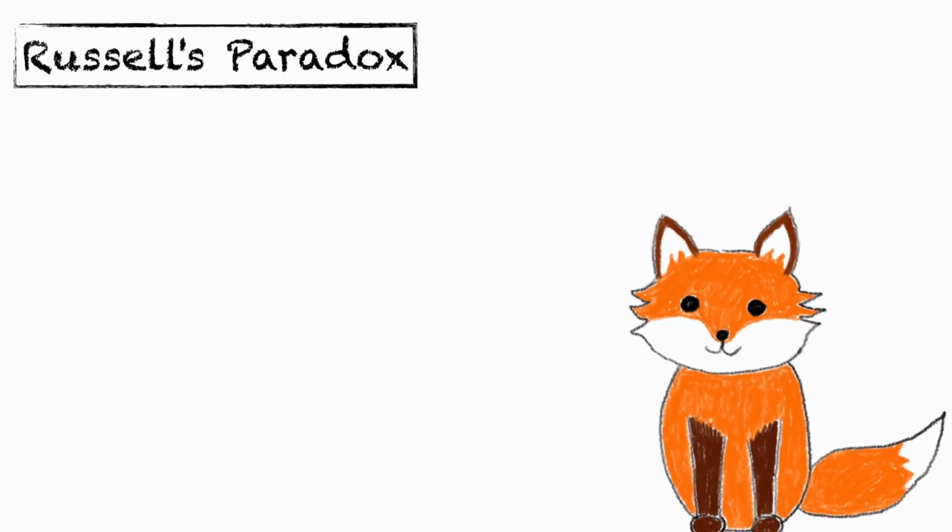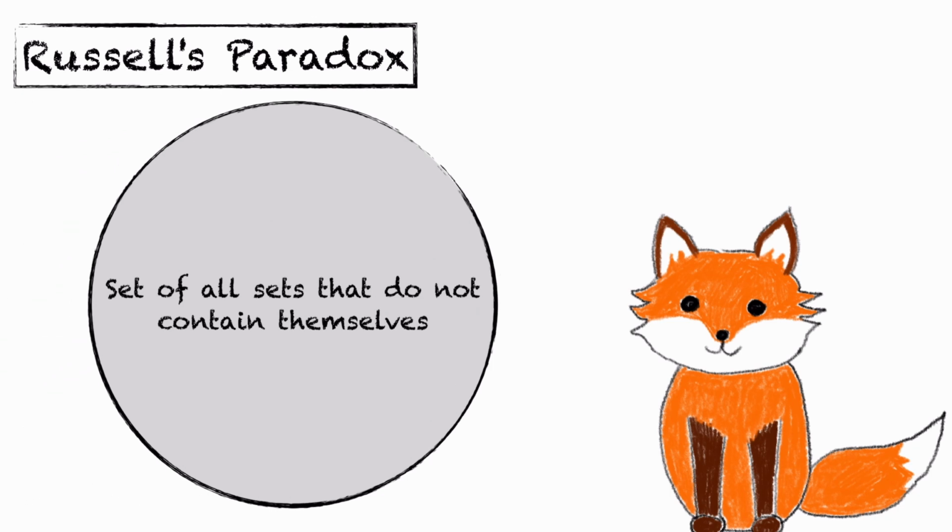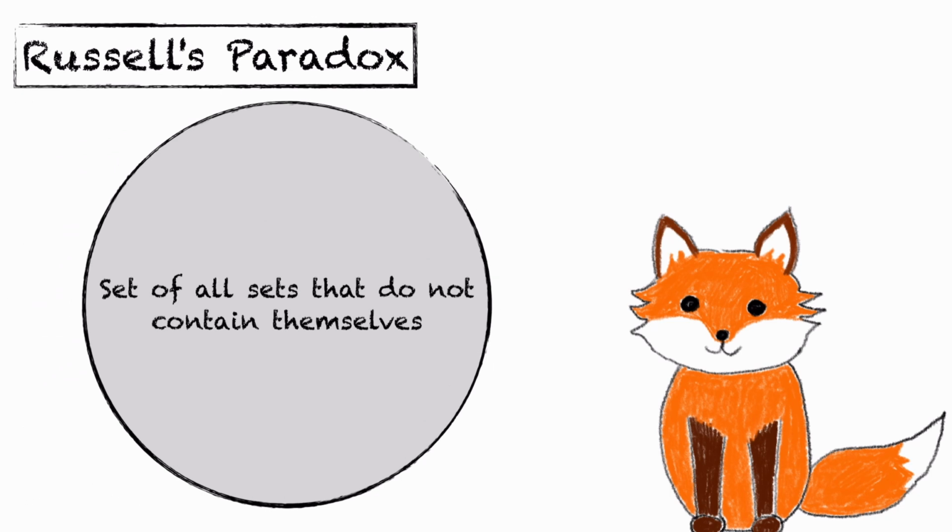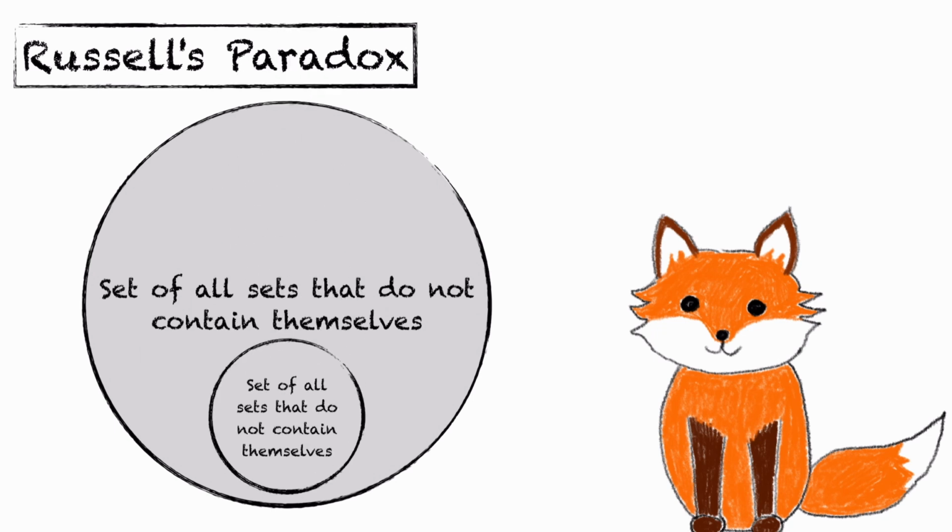Less fun, but more baffling, is the infamous Russell's paradox. Originating from set theory, this is a really hard problem to solve. Consider the set of all sets that do not contain themselves. It's a huge set. Now the question is, does this set contain itself? Let's do a case analysis. Case 1. The set does contain itself.